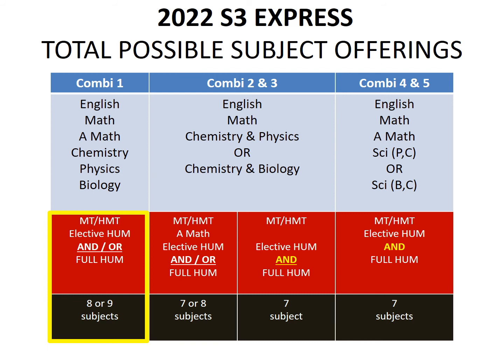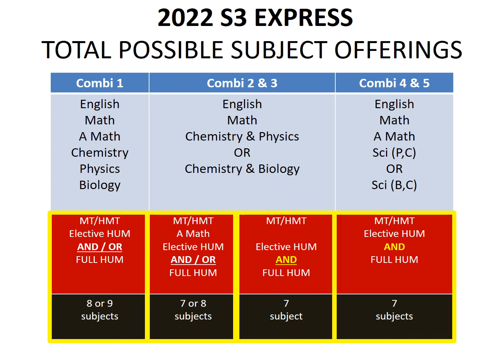In Combi 2 and 3, which are the double pure science options, where additional mathematics is an elective, if students decide to take additional mathematics, then they can do an elective humanities and/or a full humanities subject. However, if they do not take additional mathematics, then they will have to take an elective humanity and a full humanity subject. In Combi 4 and 5, which are the combined science options, additional mathematics is compulsory, and the student will have to take an elective humanity and a full humanity subject.